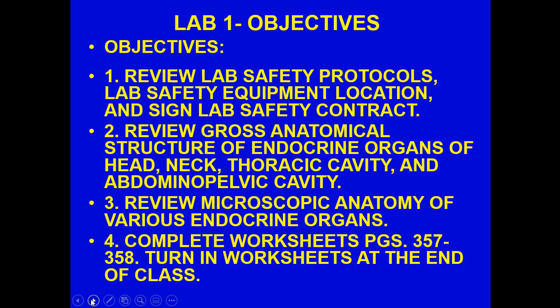I'm going to skip the lab safety protocols, the safety equipment location, etc. We are going to take some time to review the gross anatomical structure of the endocrine organs of the head, neck, thoracic cavity, and abdominopelvic cavity. We are going to review the microscopic anatomy of various endocrine organs.